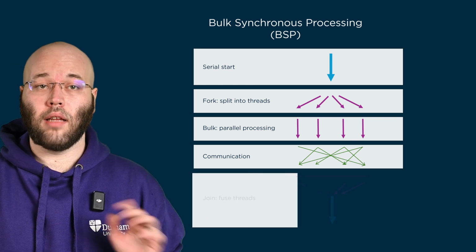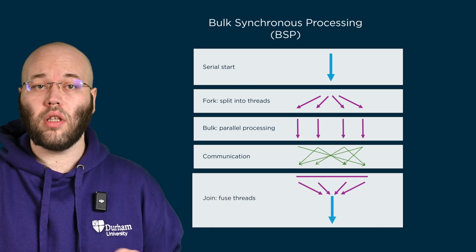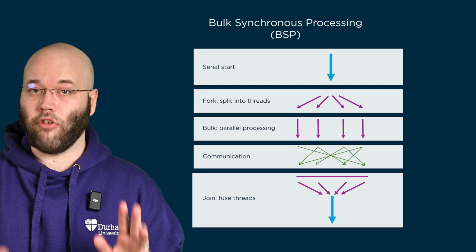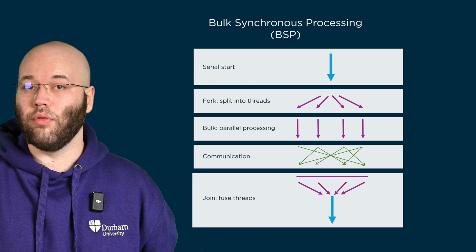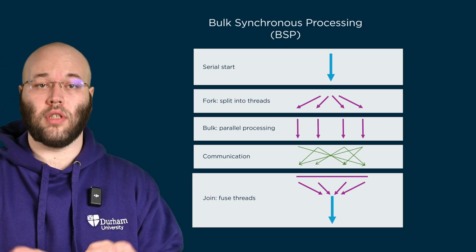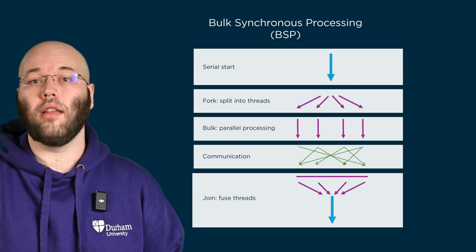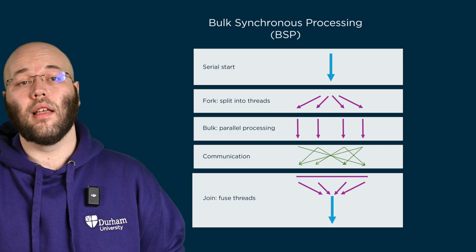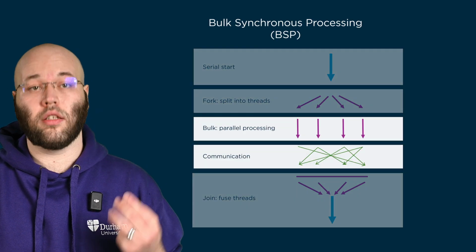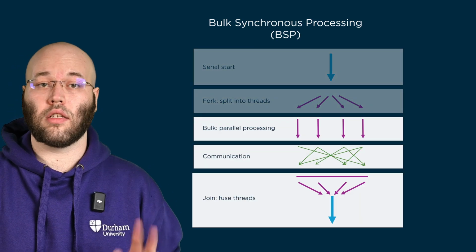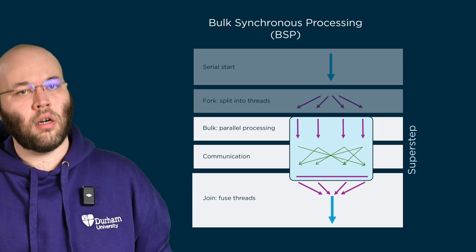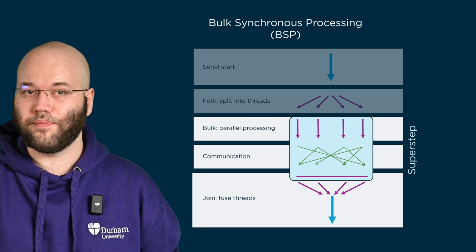And finally, in the 5th step, when a thread completes all its work and communications, it waits at a synchronization point called a barrier for all other threads to finish too. Once all parallel activities have terminated, we fuse all these threads. This is the join in the fork join. Steps 3 through 5, namely the bulk processing, the communication, and the synchronization, are referred to as a superstep in the BSP model. In a program, there can be any number of these supersteps in a row.